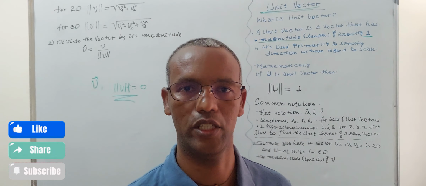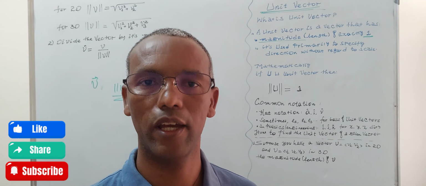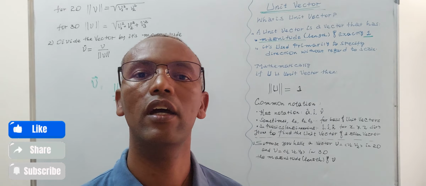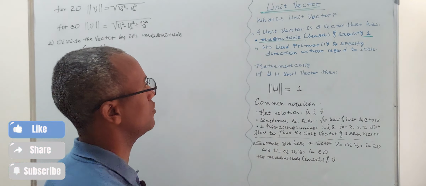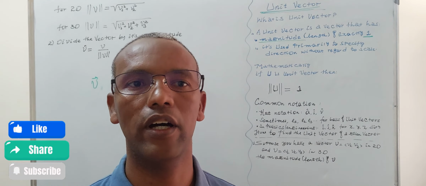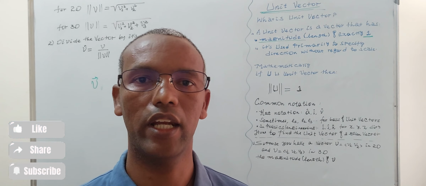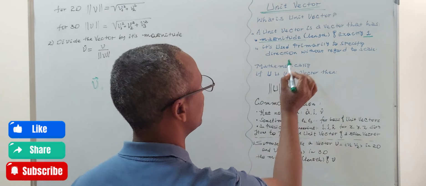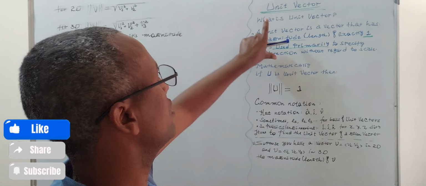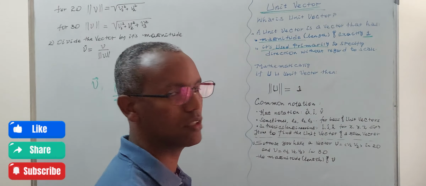I believe you understand the unit vector. Just to remind you, a unit vector means a vector whose magnitude is exactly 1. Such a vector is called a unit vector. This vector helps you specify the direction of a given vector. So this is the basic definition of a unit vector, as well as what the use of a unit vector is.